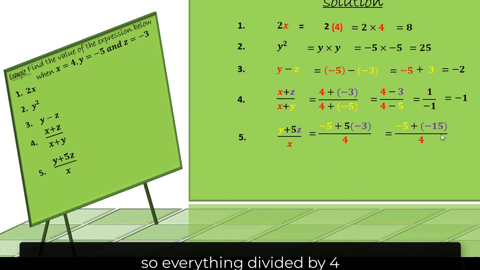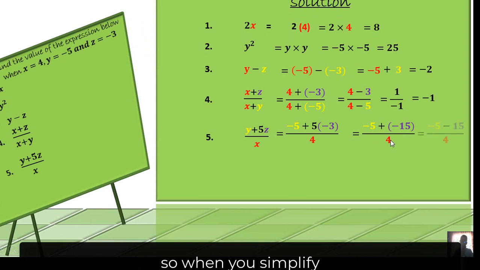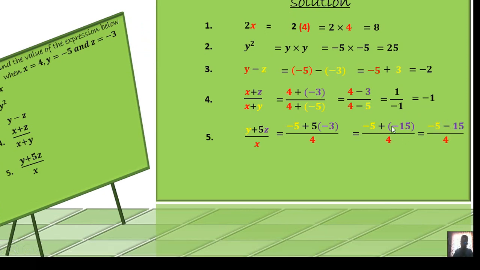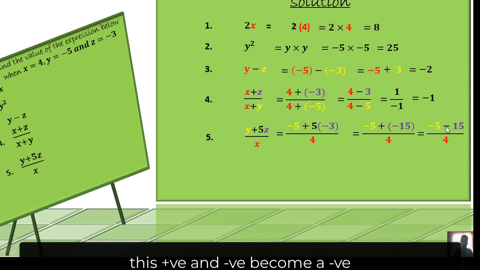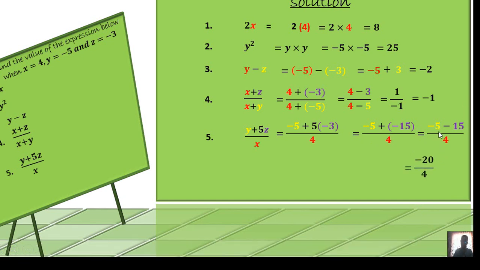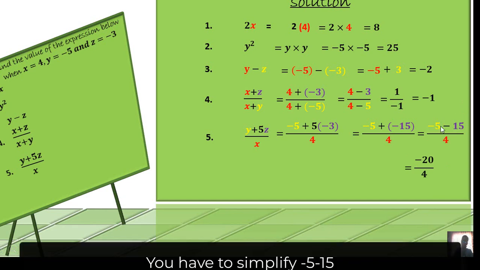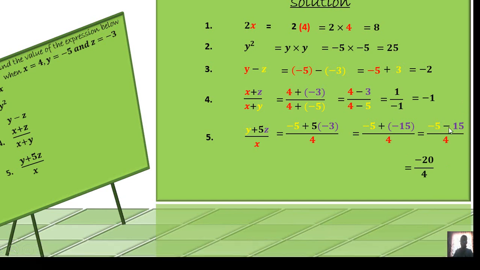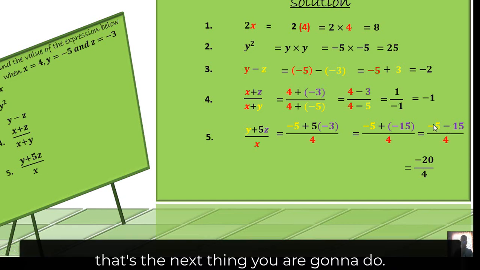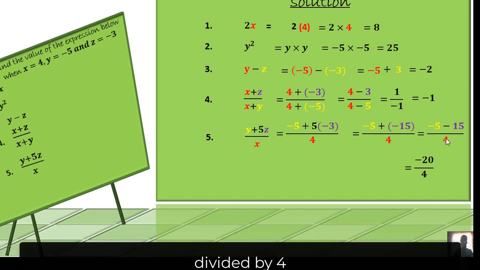So everything divided by 4. So when you simplify, you have minus 5 here. Then this positive and negative becoming what? Negative. Then you have 15, so over 4 that you have in the denominator. So once that is done, you need to simplify minus 5, minus 15. That is the next thing you have to do. You have to simplify minus 5 minus 15 divided by 4.